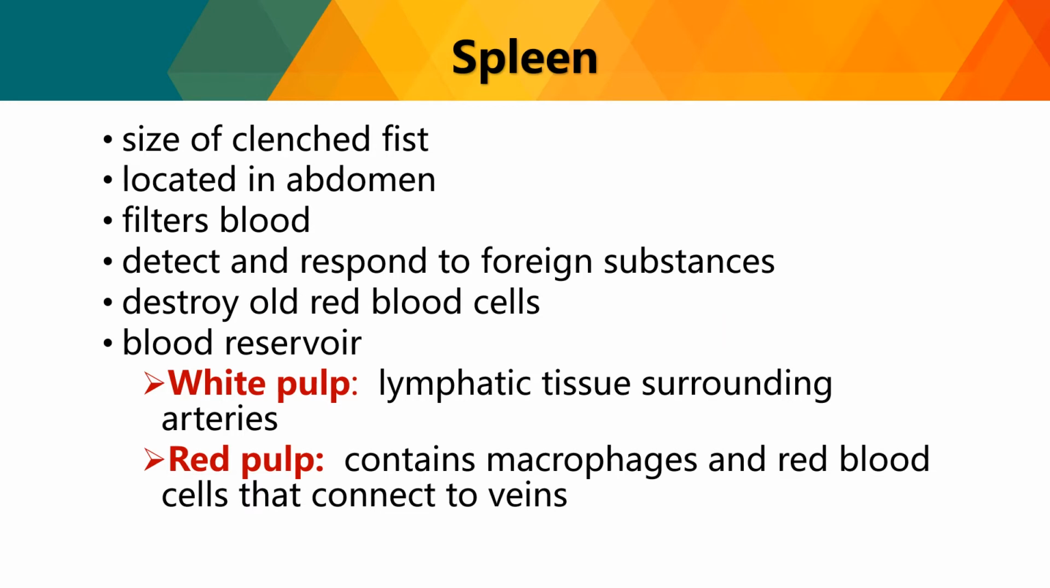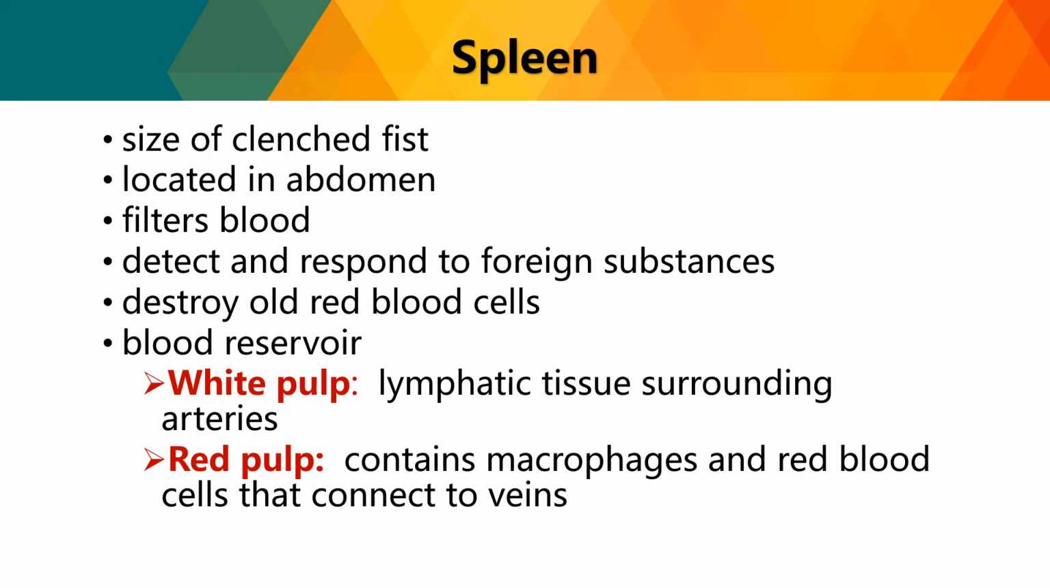The next lymphatic organ is the spleen. It is roughly the size of a clenched fist and is located in the left superior corner of the abdominal cavity. It filters blood, detects and responds to foreign substances, destroys old red blood cells, and serves as a blood reservoir.